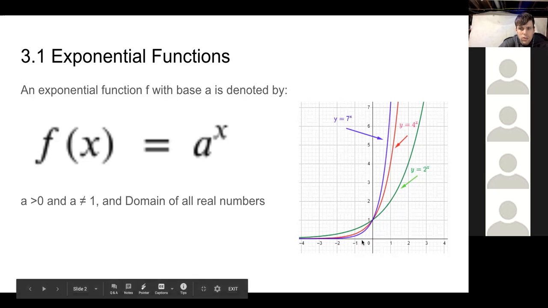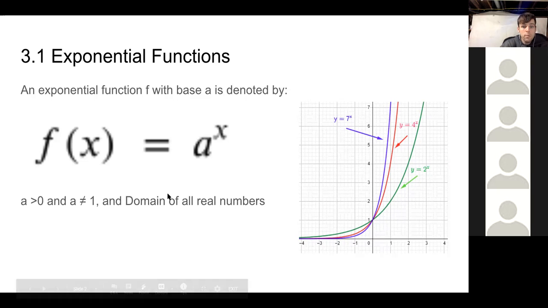And they all look like they have an asymptote along the x-axis, and they do. All of these exponential functions are going to have an asymptote along the x-axis. Obviously, if we shift the graph up or down, we would move that asymptote along with it. But again, we're mostly going to be looking at functions that are pretty simple like this.